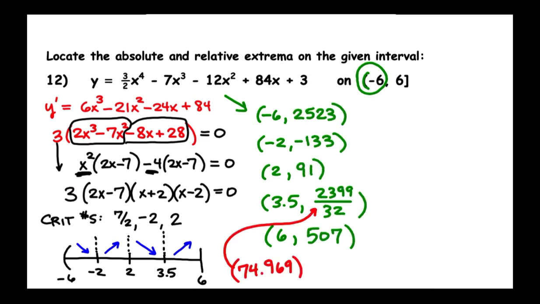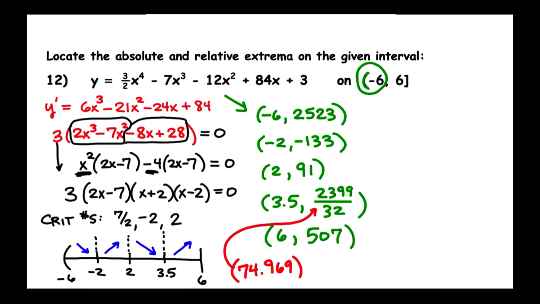Obviously, to get the y-coordinates, you would be using a calculator. I do not want you doing that by hand. All right, let's check it out. We'll start with the absolutes first. I'm searching for an absolute max, and you can see by far the largest number on the board is 2,523. That was at negative 6, but negative 6 was ineligible.